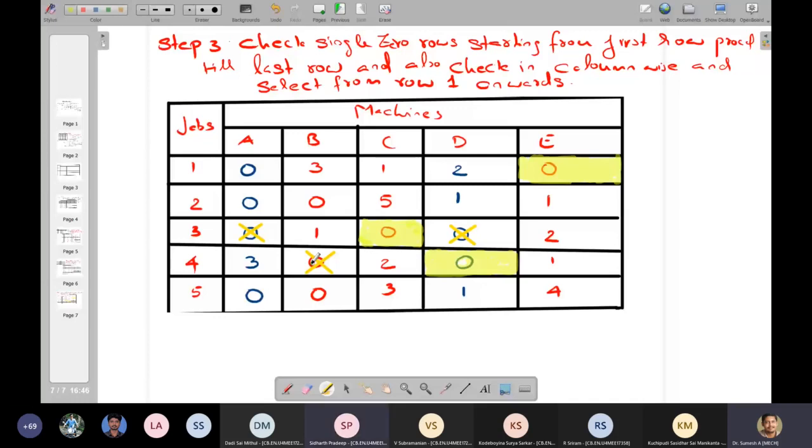Sir, 0 at 1A. Okay, pardon me? It's done, sir. I told you 1A also, the 0 should be cut. It's cut. Yeah, the 0 at 1 I cut.